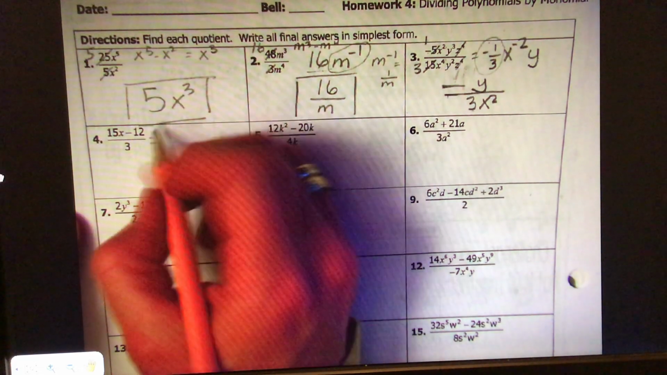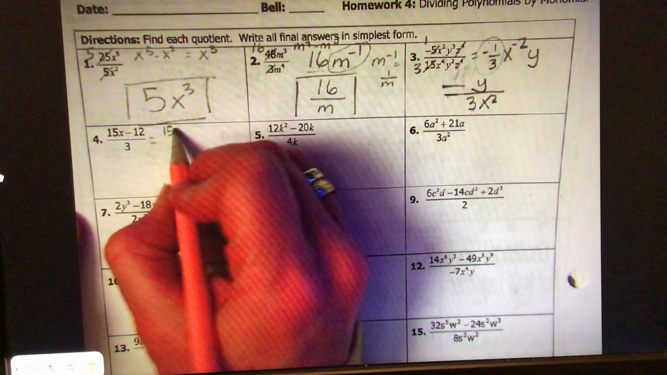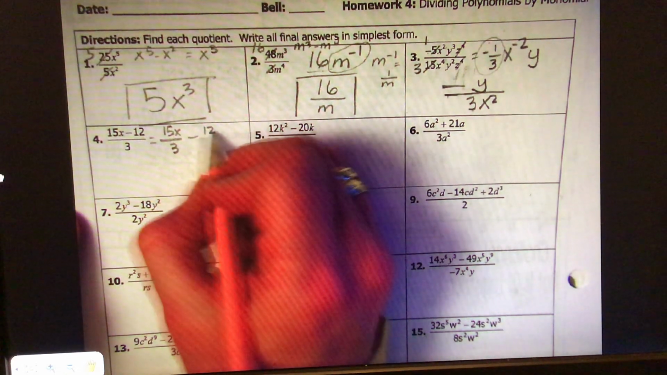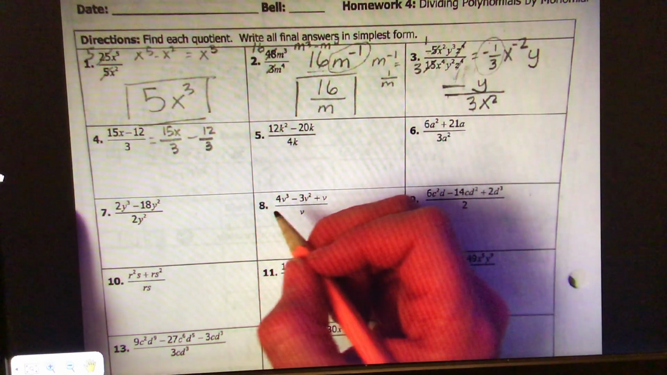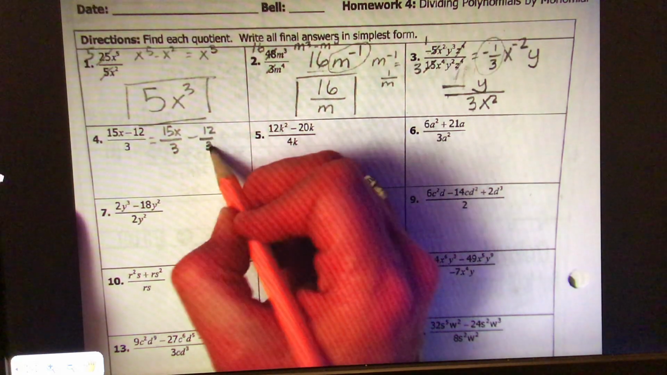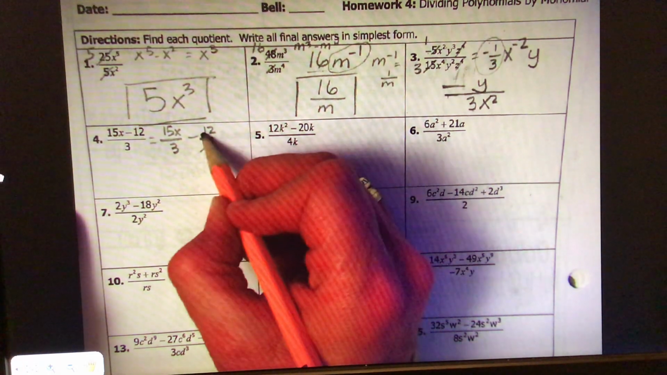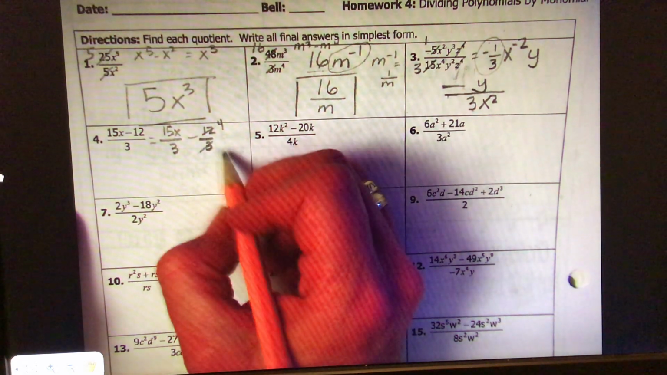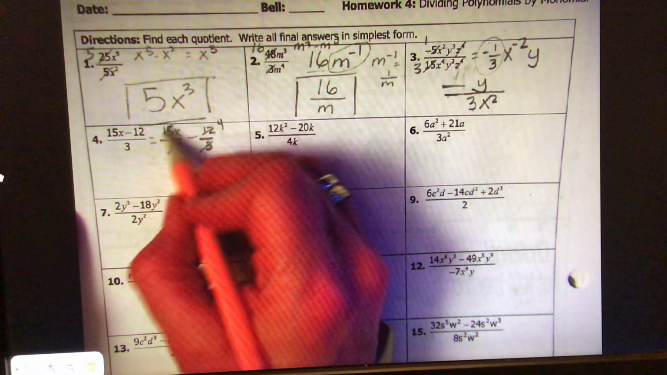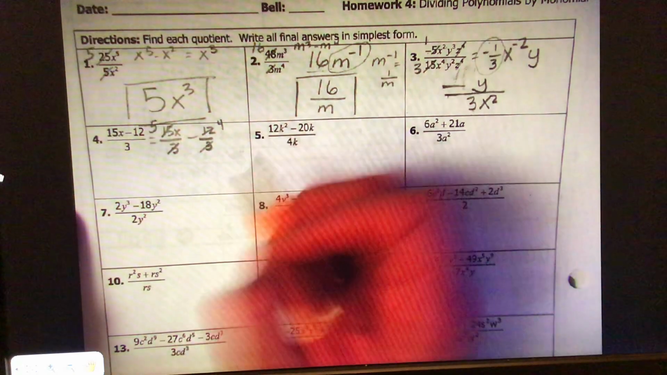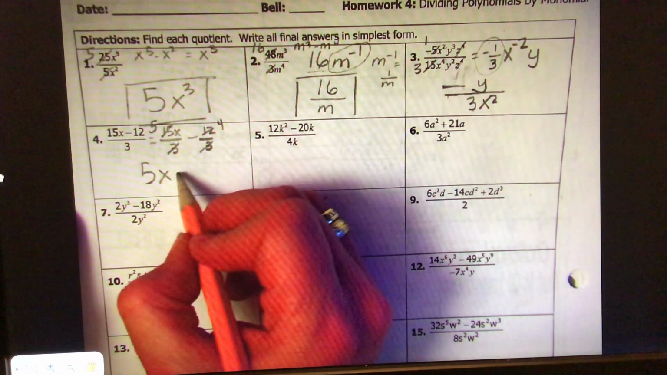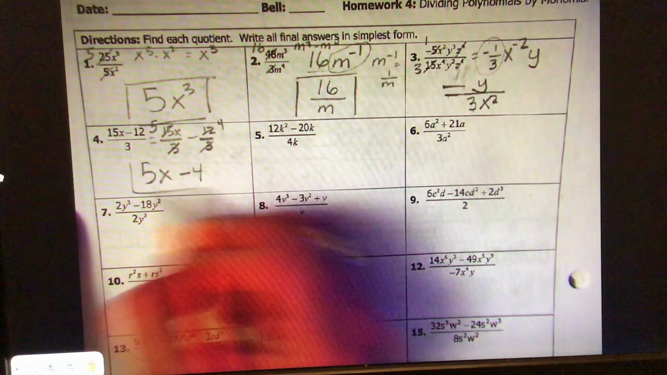This is when I'm going to rewrite these as 2 different division problems. I do, again, highly recommend that. So I'm going to start with this one. 3 fits into 12 4 times. 3 fits into 15 5 times. So now I have 5x, because that's what's left over, minus 4.